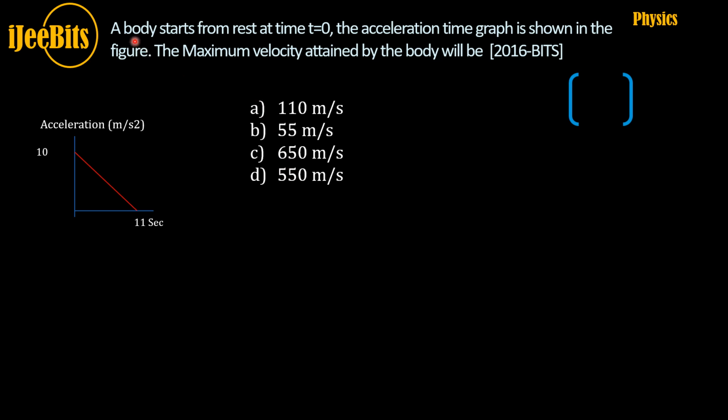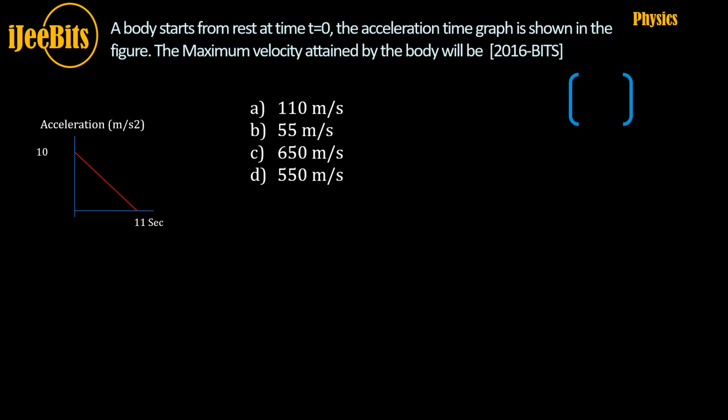Next problem. A body starts from rest at time t equal to 0, and the acceleration-time graph is shown in the figure. The maximum velocity attained by the body will be. This is the problem given in 2016 BITS. A simple problem can be answered. What is this graph? This is an acceleration-time graph, a-t graph.